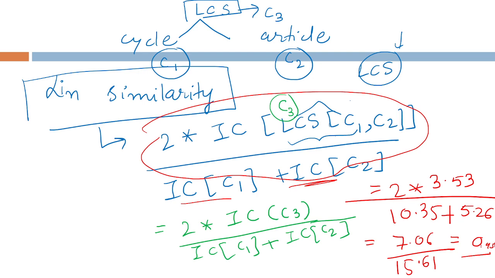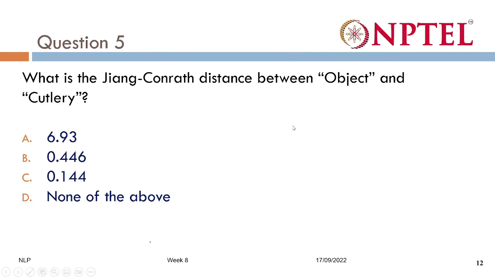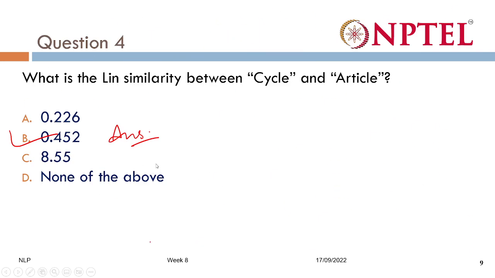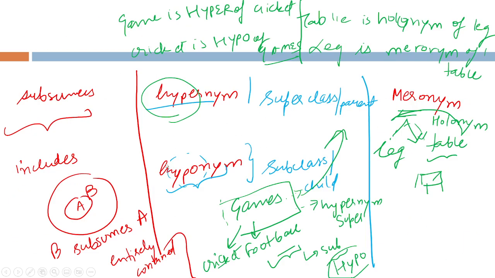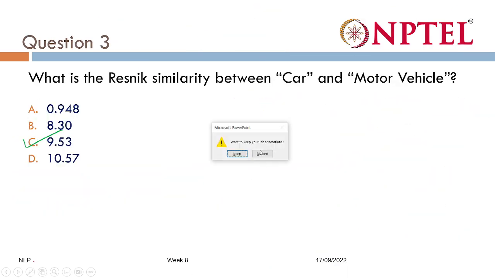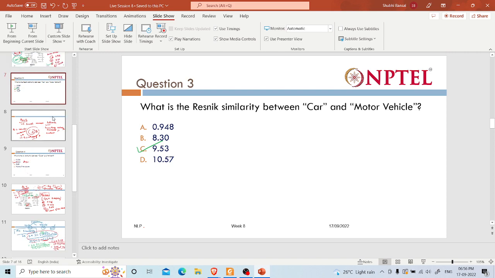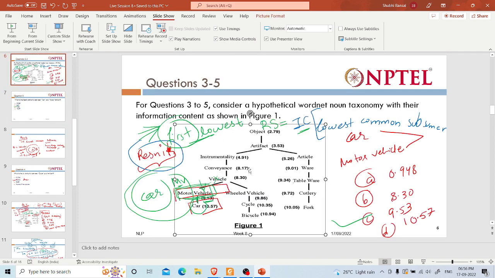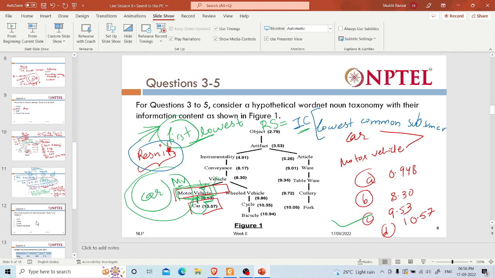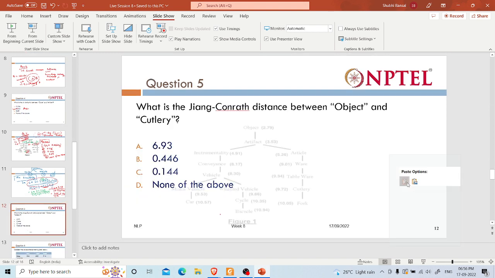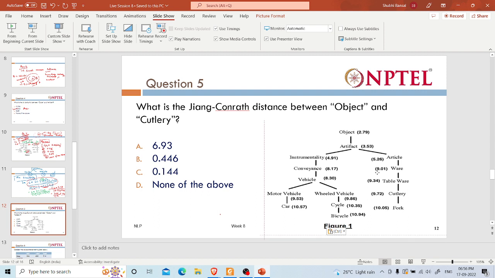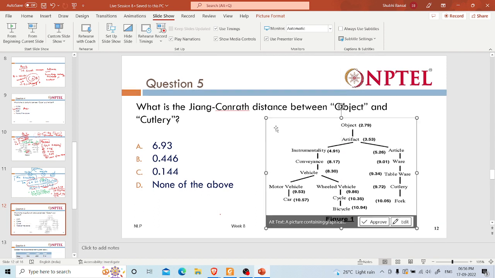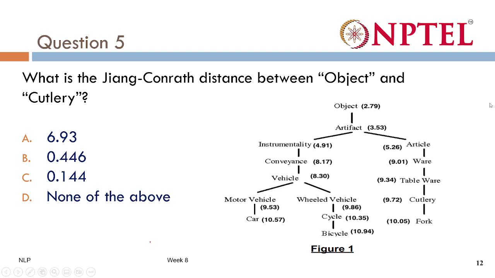Yes. Great. Just solve this question fast. We have 5 minutes left. 2 minutes I'll give you to solve this. So now you are to find the Jiang-Conrath distance between object and cutlery. I'll copy this figure for you here. Just a second. Is it fine if I take 2 minutes extra today? I hope you guys are not having a follow-up class after this. Anybody having a follow-up class after this? No, you go ahead. Okay, okay. Just we'll solve this question.